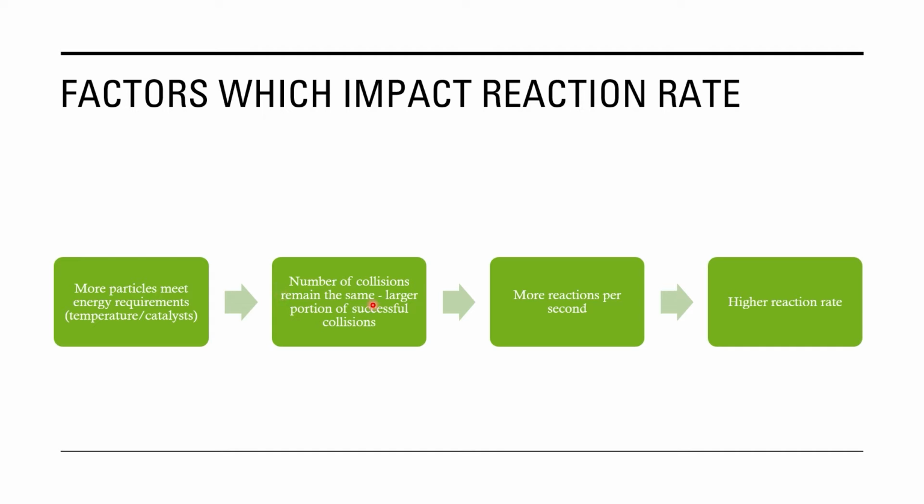In those examples where we change temperature or catalyst, we're not really seeing any increase or decrease in the number of collisions, just a larger portion of successful collisions. What that will mean is that there are more reactions occurring per second and thus a higher reaction rate.